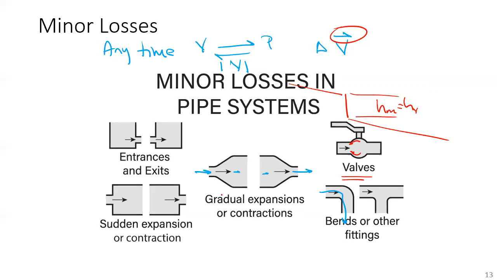If you think about it, a gradual expansion at the limit is an exit where you go from a pipe into a large reservoir. And a gradual contraction at the limit is a pipe entrance. And when we get to talking about the table, I'll point those out to you.